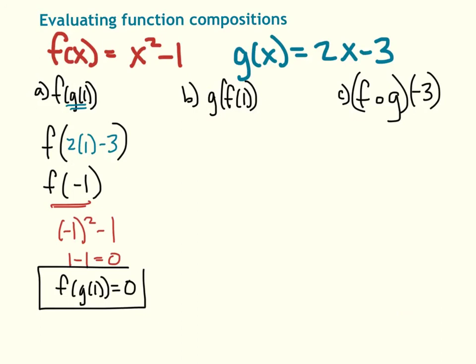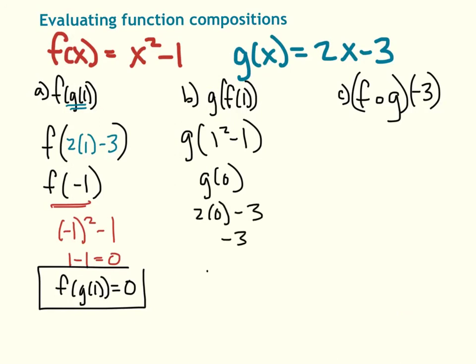Alright, so g of f of 1, we start by plugging in 1 into the f function. So that's g of 1 squared minus 1. 1 squared is 1, minus 1 is 0, so this is g of 0. So now I'm going to plug a 0 into the g function. 2 times 0 minus 3 is negative 3. So g of f of 1 equals negative 3.